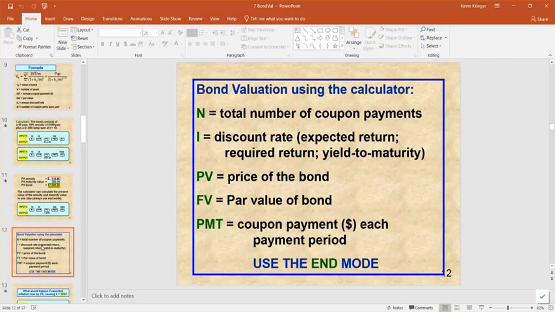Bond valuation is going to be done in end mode. Again, it's a perfect setup for the calculator. It would never be an annuity due or begin mode, would it? Because then you would be repaying money that you borrowed immediately. Why would I borrow money from you if I'm going to turn around and give it right back to you an instant later? I wouldn't. So that's the reason that bond problems are always done in end mode.